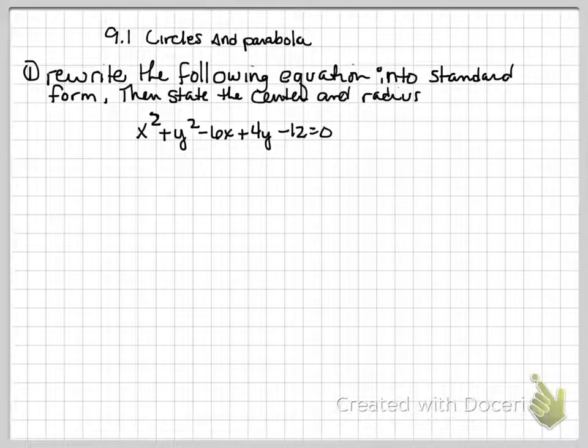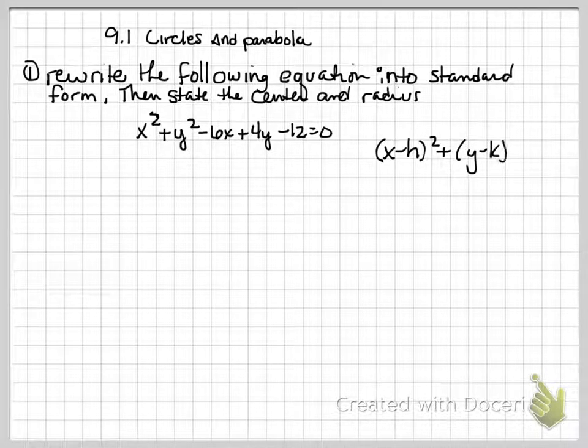Okay, these are the notes for 9.1, circles and parabolas. So we're going to start off with our first example: rewrite the following equation into standard form, then state the center and radius. Now to remember, standard form for a circle is (x minus h) quantity squared plus (y minus k) quantity squared equals r squared.